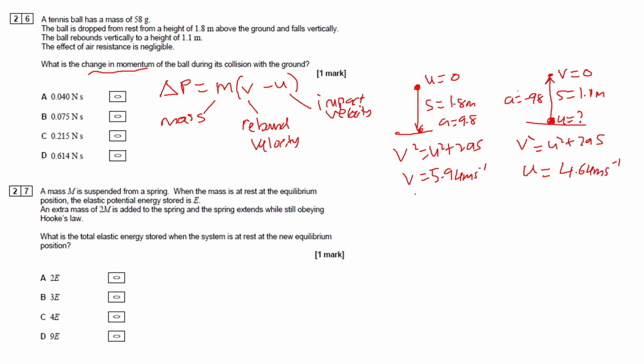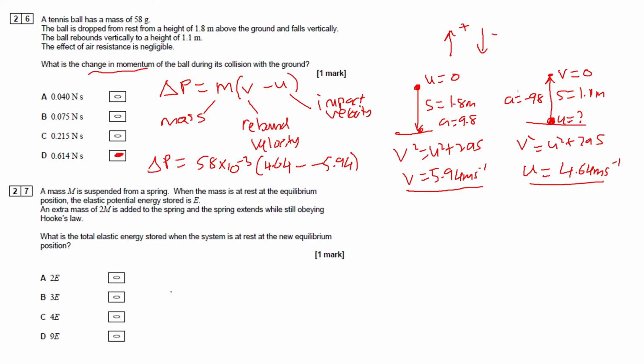So now I have my impact velocity and rebound velocity. I can put them into this equation, and you should get delta p equals, well, the mass is 58 grams, so that's 58 times 10 to the minus 3, and then rebound velocity is 4.64 minus impact velocity. Now I've chosen upwards to be positive, so the rebound velocity is pointing upward, but the impact velocity points downwards, so it's a negative 5.94. So you end up just adding the numbers. Do that in the calculator, and you should get a change in momentum of 0.614 kg m/s.